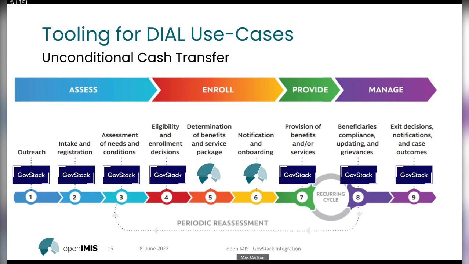integration that I showed earlier, we can still take advantage of openIMIS for determining the benefits, benefit package design, and then for notification and onboarding, and telling us, okay, here are the specific beneficiaries and here are the specific amounts that they should be paid, right? And that's where it hands that information over to GovStack to continue with the rest of the process.